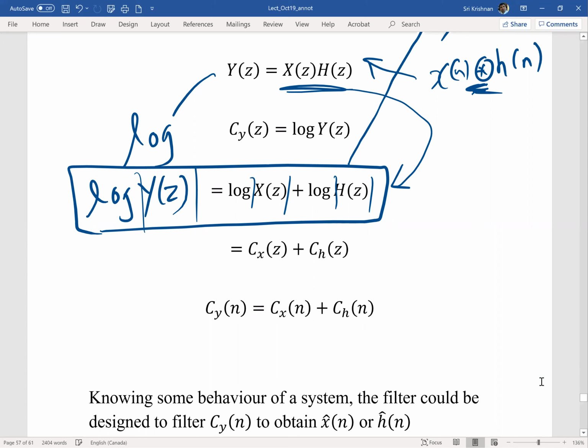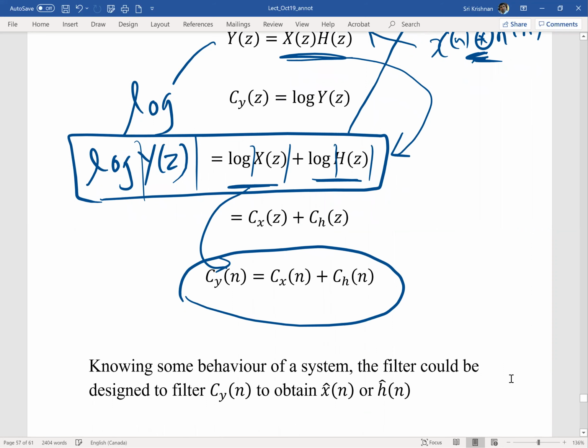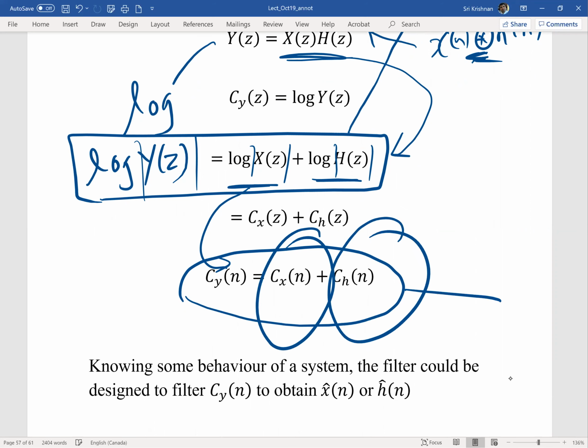If I do an inverse now, from a mathematical number representation point of view, this is nothing but a series of numbers in the Z domain, and now I can easily do an inverse Z transform on that, which is basically log compressed, and I can get back this. So now I come back to an additive process, and we could use any type of filtering here to either get my X or remove my H, whichever I want.